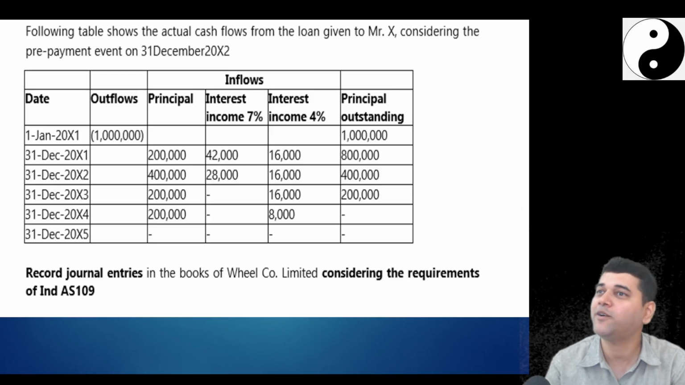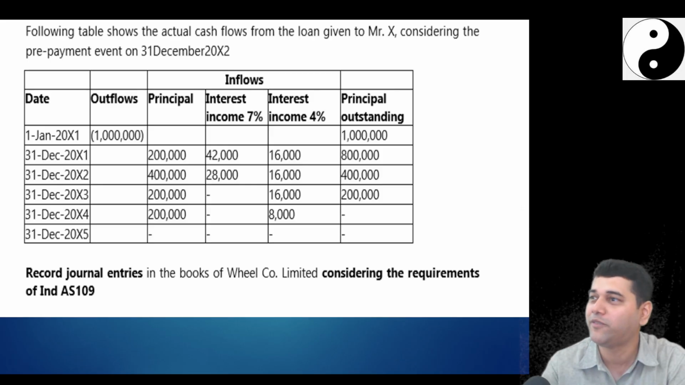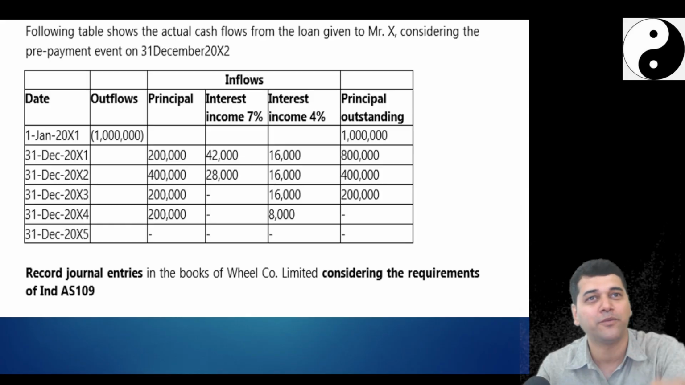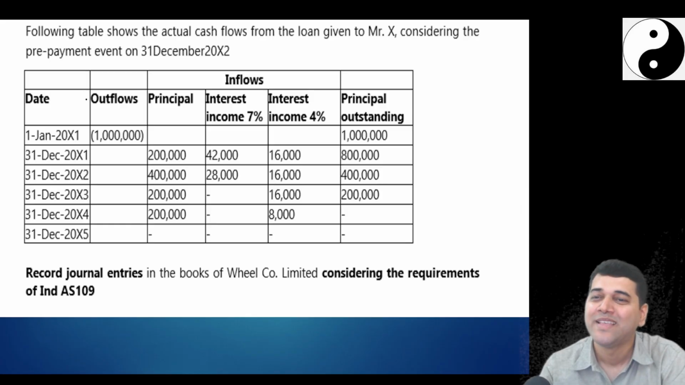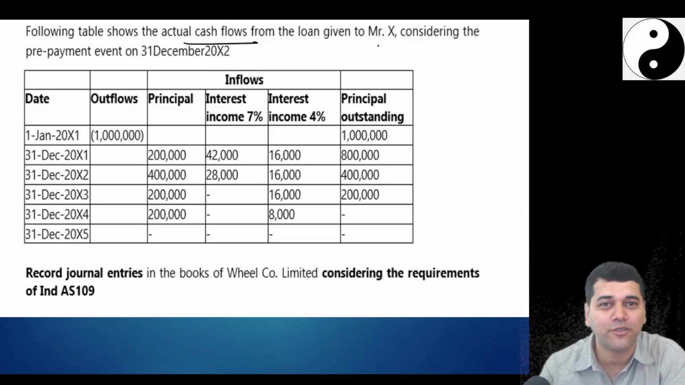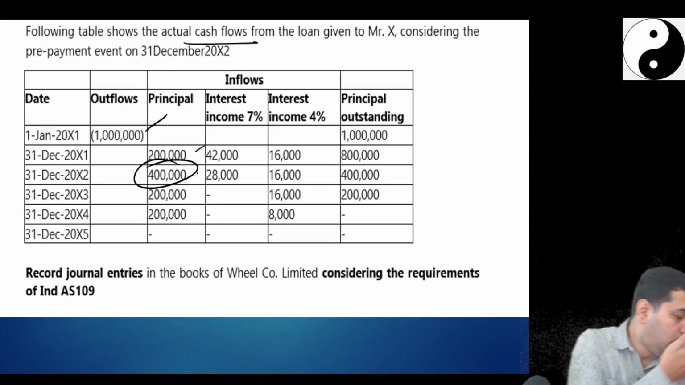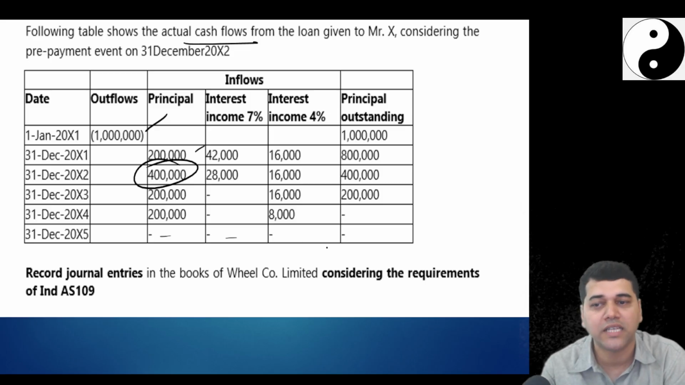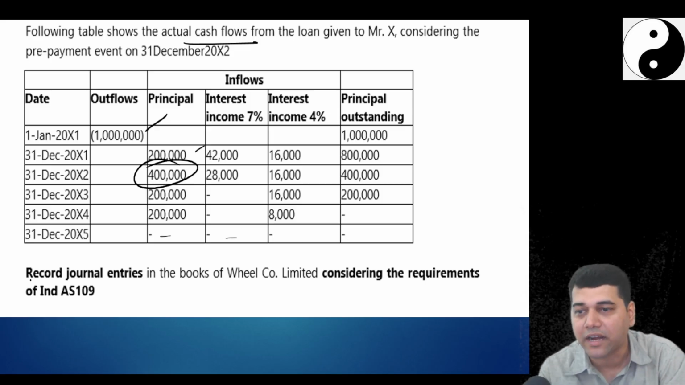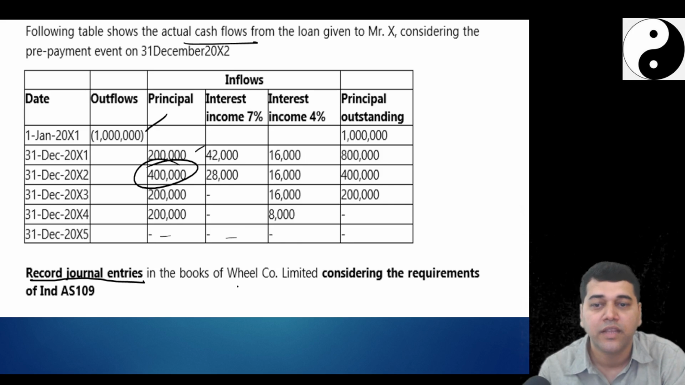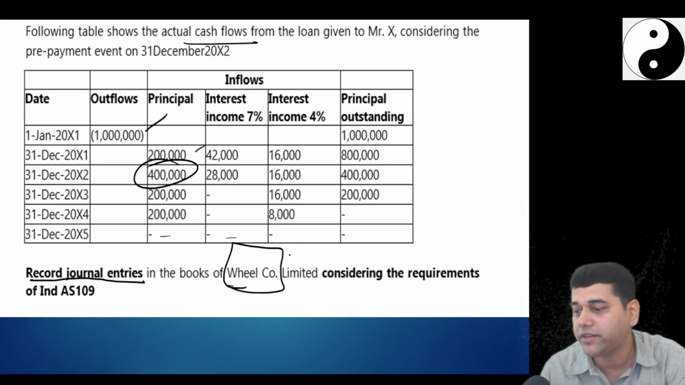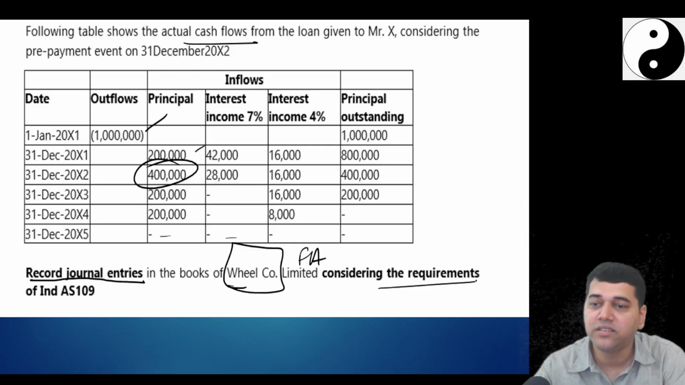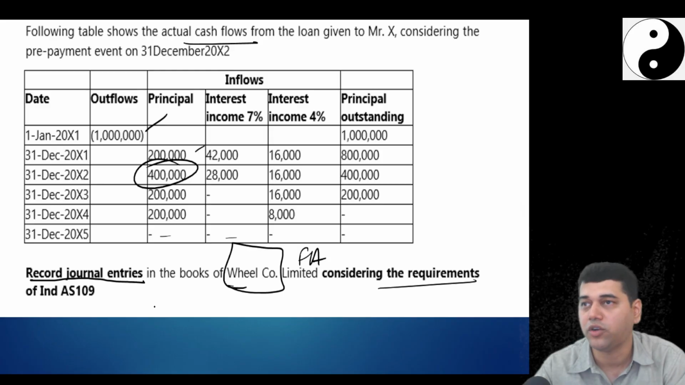That means you need not work that out also. They say, come on, I'll give you everything on a spoon, just put it in your mouth. The following table shows the actual cash flows of the loan considering the 1 lakh. See, this is that. 4 lakh 28,000. So the last year is gone. What they said: record the journal entries in the books of Wheel. For Wheel, what is it? A financial asset, considering the requirements of Ind AS 109.